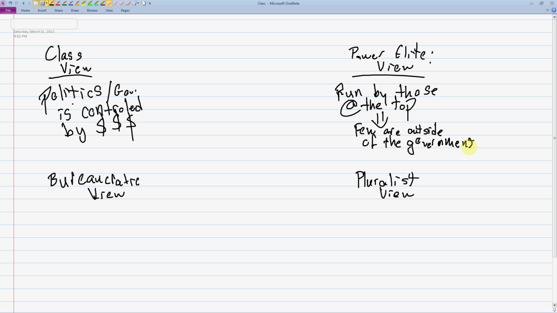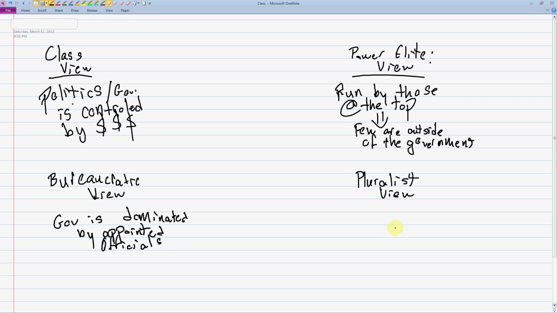Bureaucratic view. This really goes down to the idea that government is dominated by appointed officials, which doesn't sound too bad. At least, hopefully the people who appoint them were voted in. So maybe, just maybe, our views will be mirrored.